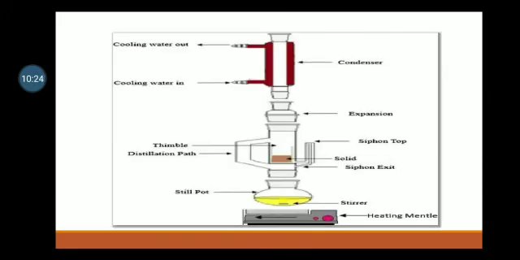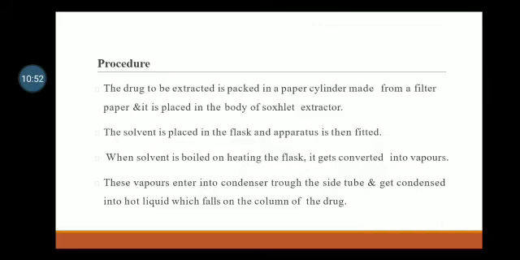This is the diagram of the Soxhlet apparatus. Upper side, cooling water out, below that cooling water in. Then in the middle there is a thimble, and the distillation path is shown. On the extremely lower side, a steel pot is there. In that, stirrer, siphon exit, solid drug, siphon top, expansion, then upper side condenser. Below, heat is provided by a heating mantle.